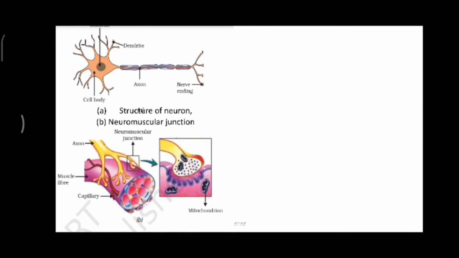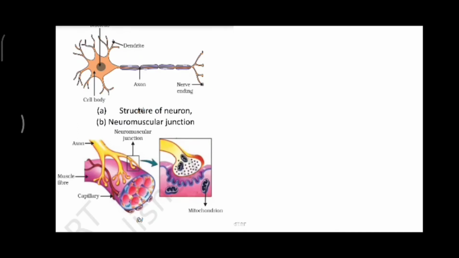It has granular cytoplasm, and that's why it is also called the granular cell body. It has a nucleus in the center. It has many branches which are called dendrites or dendrons. Dendrites means branches. The cell body continues with the axon, a tube-like structure which is covered by the myelin sheath. The myelin sheath protects the electrical impulse. The axon ends with the nerve endings.